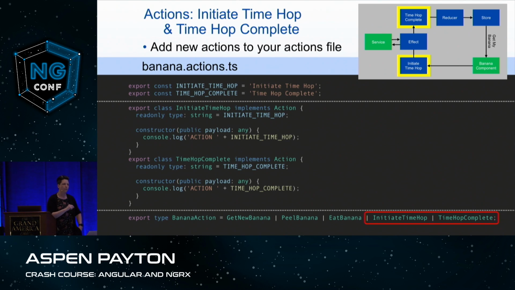That effect is going to call off to a very simple service that we'll write, and all the service is going to do is wait for a few seconds and then return the color of our rotted banana, which will be brown.